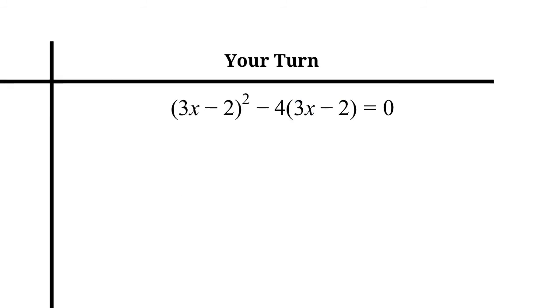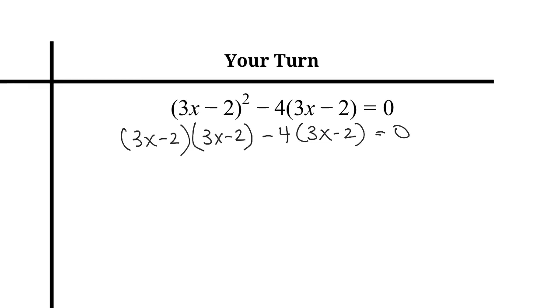So here's one for you to try. Same idea as the example that we just did. We've got 3x minus 2 squared minus 4 times 3x minus 2 equals 0. So before you begin looking for common factors and whatnot, let's just remember, what does it mean when we see something in a set of brackets raised to the power of 2? Well, that tells us that we need to write it out twice. So I'm going to do that first.